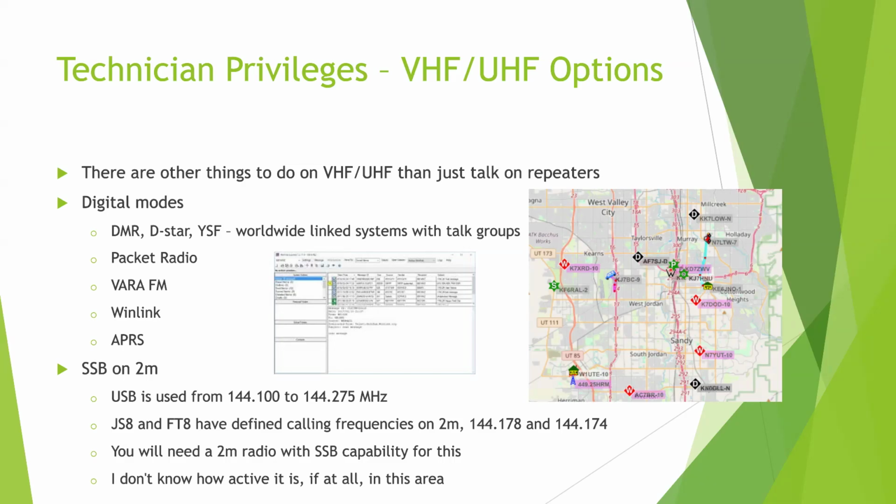There's also single sideband on 2 meters that you can do. So upper sideband is used from 144.100 to 144.275. And JS8 and FT8 have defined calling frequencies on 2 meters. I don't know if anybody's doing 2 meter single sideband around here, but there's a net. Is there a net? Paul says yes, it is happening. I know Ragnar used to do it a lot, but I haven't heard. You do have to have a radio that will do single sideband on 2 meters to do this. Those are not super common. You have to get one of those shack in the box radios that's all mode, all band type of rig.